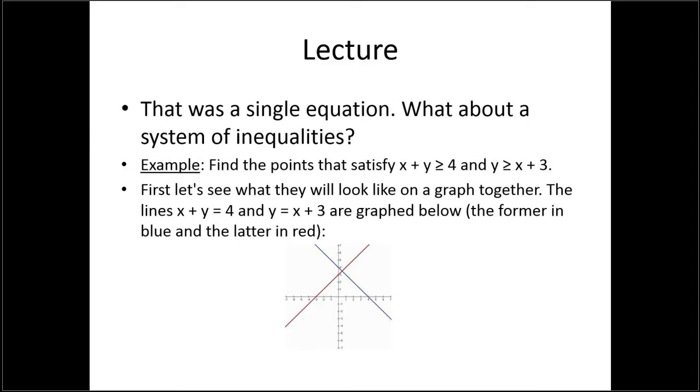Okay, so if we're asked to find the points that satisfy both inequalities, x plus y is greater than or equal to 4, and y is greater than or equal to x plus 3, the first step we need to do is we need to graph both equations. Okay, you can see which one's red and which one's blue. And now, as you can see on the graph, we have 4 different regions where this could be true. Basically it could be true to the left, to the right, to the top, or to the bottom. And now we have to figure out where are both of these equations satisfied.